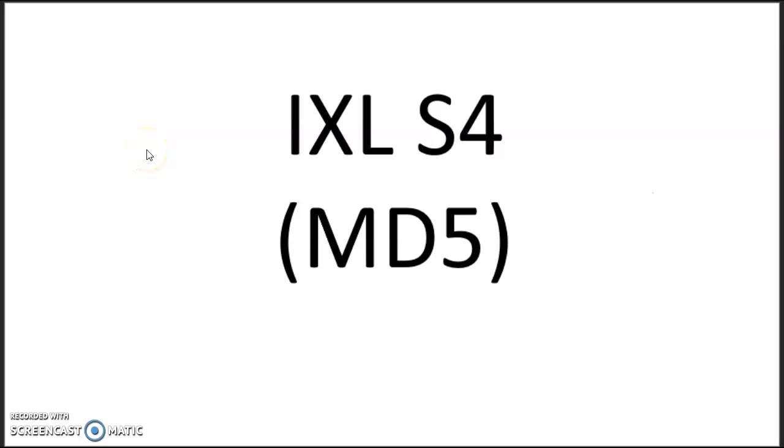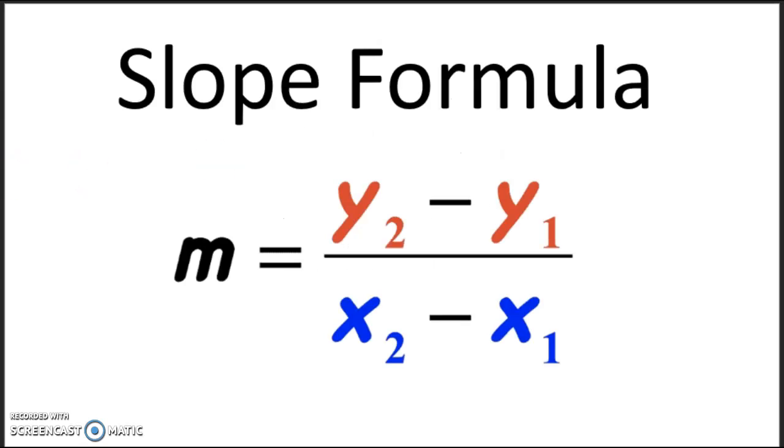In this video, we're going to be doing IXL S4, and the code is MD5. So this week, we're going to be talking about the slope formula, which is a formula that is not going to be given to you on your EOC. It's just expected for you to know it.